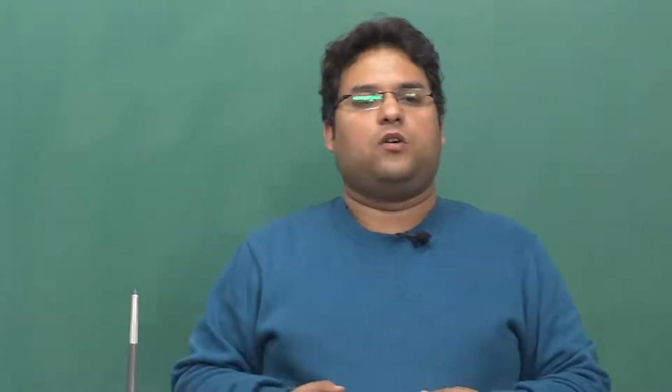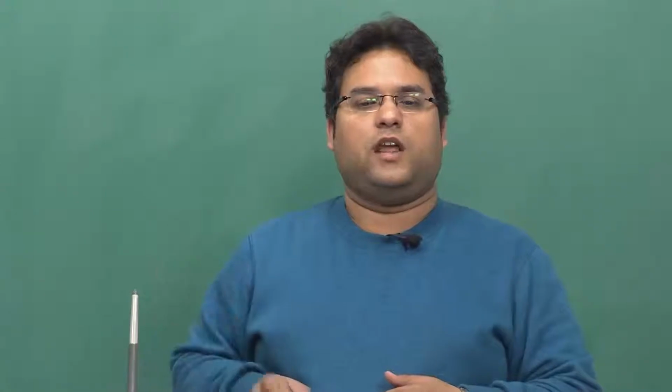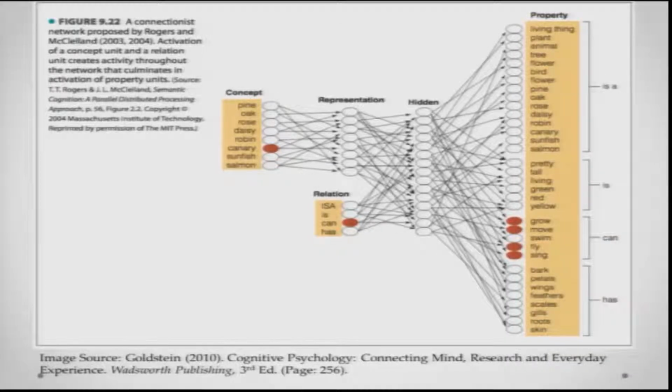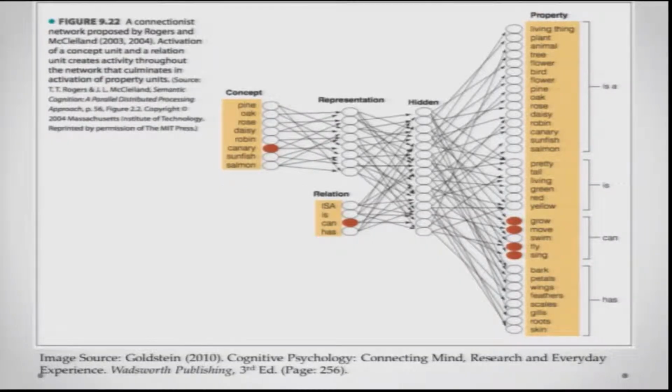So you can probably talk about, let us say, a pine is, and then you can go to a tree, or similarly you can start from canary, can, and it can grow, fly, move, something like that. You will see the swim thing is not highlighted because canary is a bird, and obviously birds cannot swim. However, now let us try and get our head around how this model is going to work. How are these concepts actually represented in networks such as the one we are now seeing?